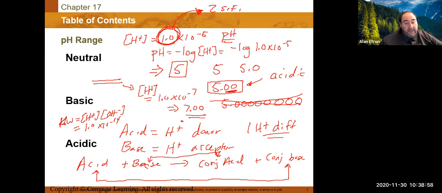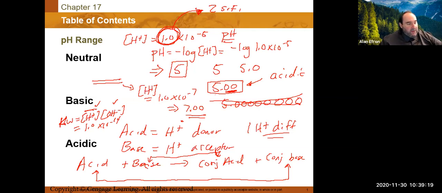And if we know, say, the H+ concentration, we could figure out the OH- concentration by solving for 1 times 10 to the minus 14 divided by the H+, and vice versa is really the same calculation. And we could compare these two values that we get, the concentration of H+ versus the concentration of OH-.